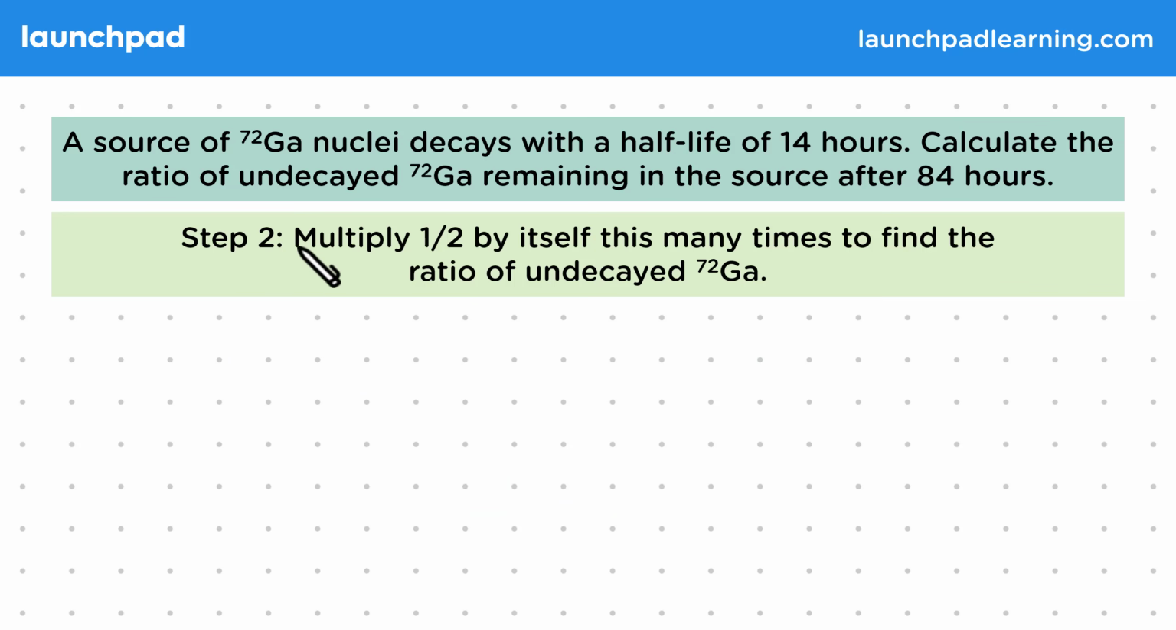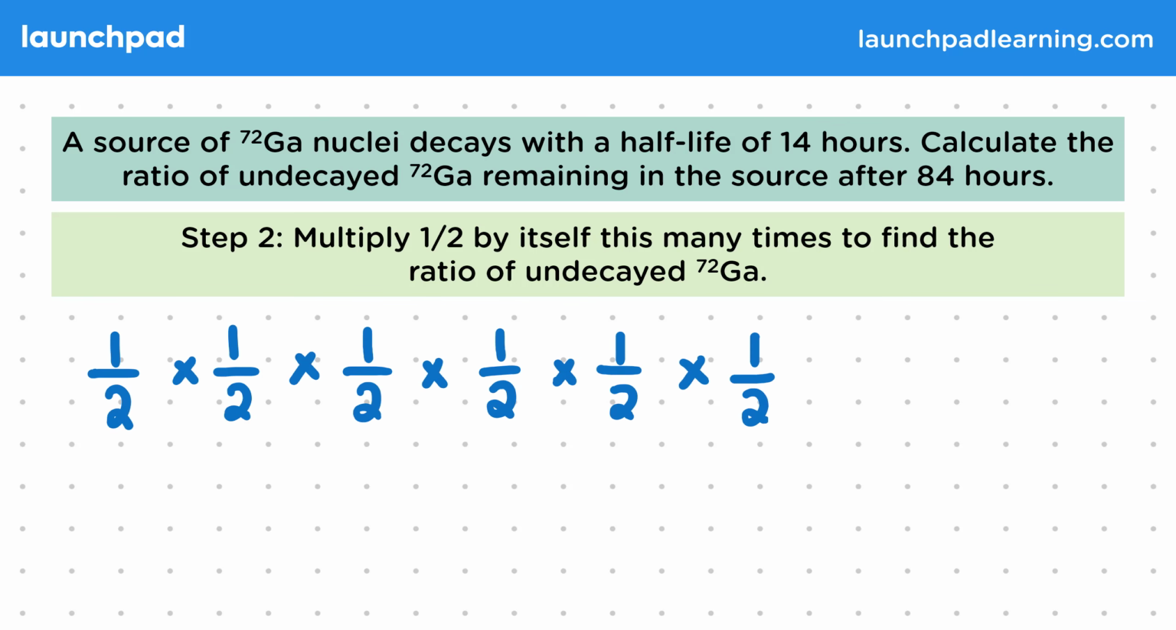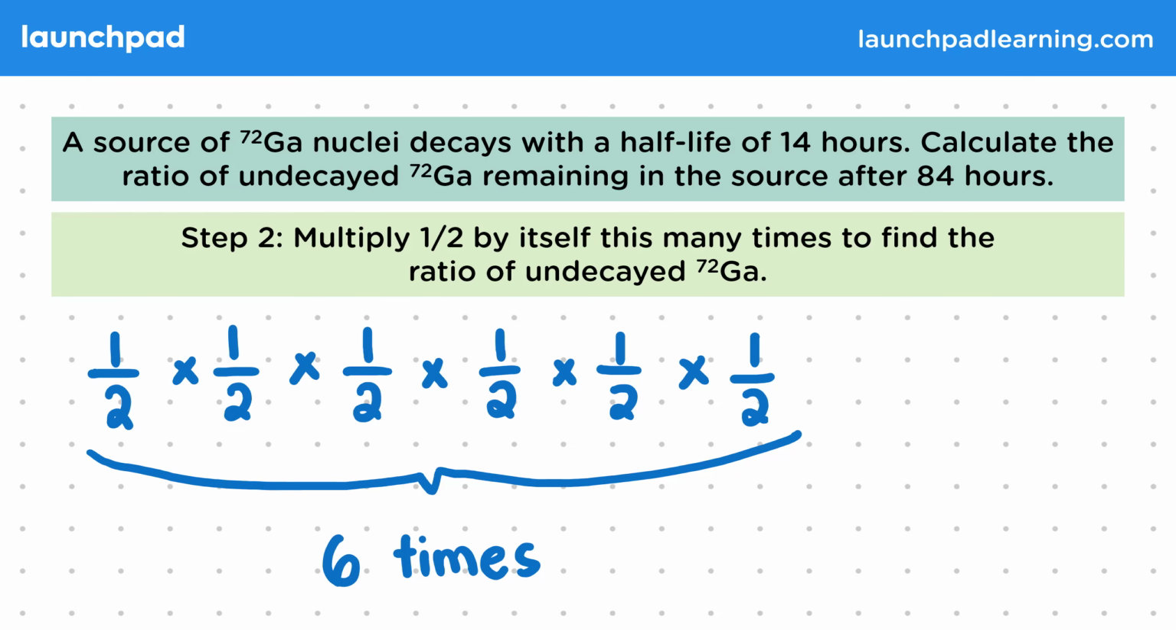For step 2, we need to multiply half by itself this many times to find the ratio of undecayed 72 gallium. So we need to multiply half by itself 6 times as 6 half-lives have passed. Then we can see that after 84 hours, the ratio of undecayed gallium remaining is 1/64. Let's have a look at another example.